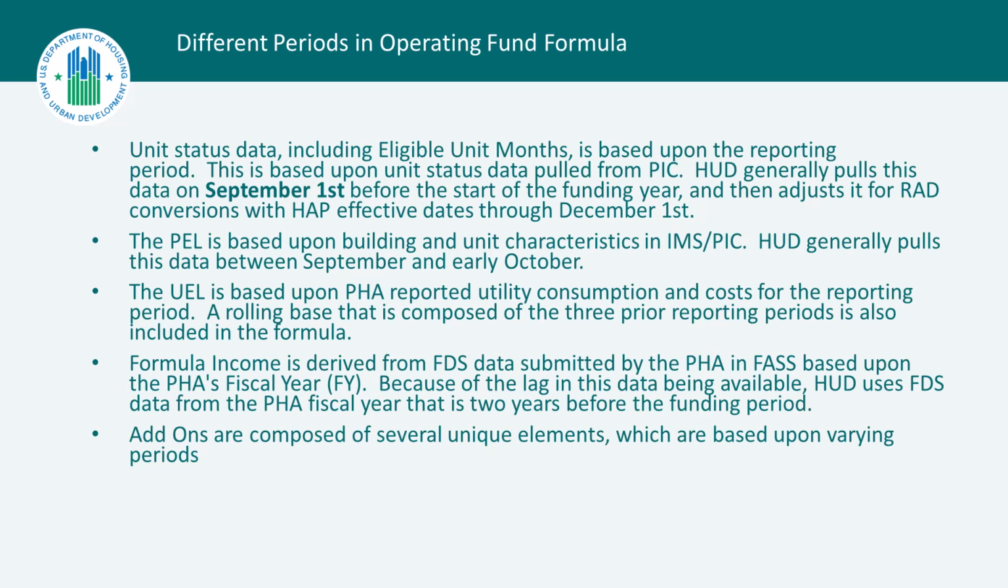Formula income is derived from FDS data submitted by the PHA, based upon the PHA's fiscal year. Because of the lag in this data being available, HUD uses FDS data from the PHA fiscal year that is 2 years before the funding period. Add-ons are composed of several unique elements which are based upon varying periods.